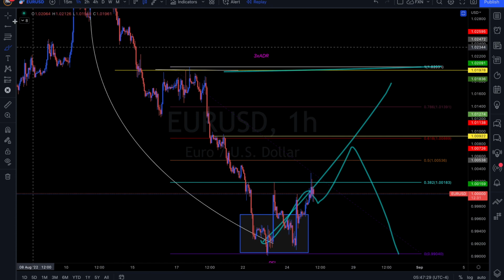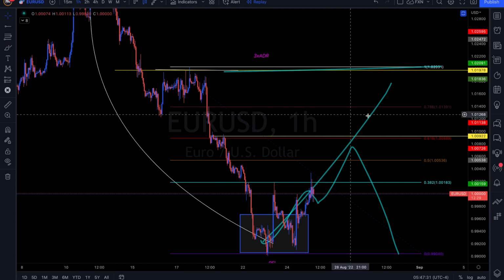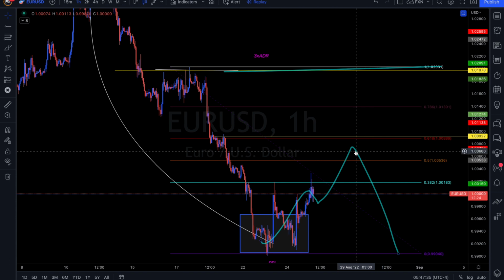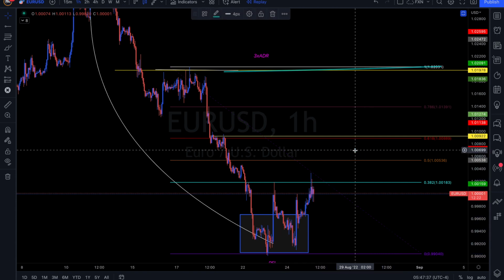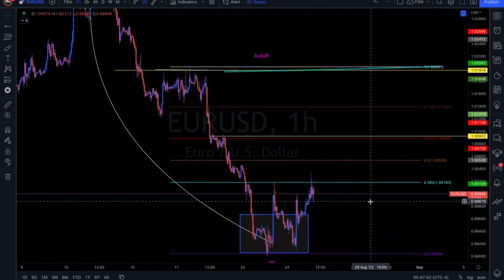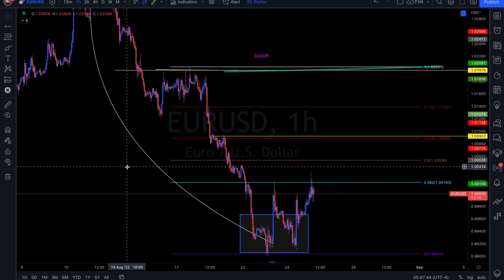I don't care which option happens. I just want one of those two options to happen so we can continue to look for sell setups on this particular pair. So for right now, wait for the retracement to happen and then start to look for sell setups on Euro USD.